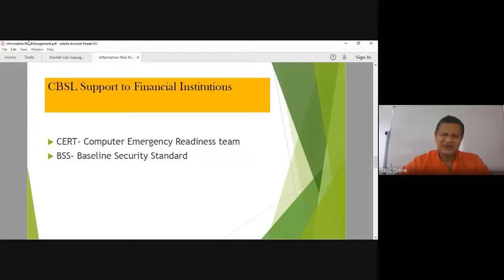So the Central Bank of Sri Lanka now also comes in to support the security aspects of IT, based on two standards that have been made. One team has been formed, which is called the Computer Emergency Readiness Team. All the banks participate in this and verify their systems on a regular basis. And they also have set a standard, which is a complete guideline for the banks to adhere to, called the Baseline Security Standard.